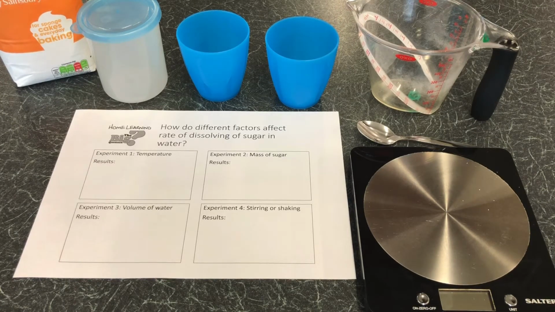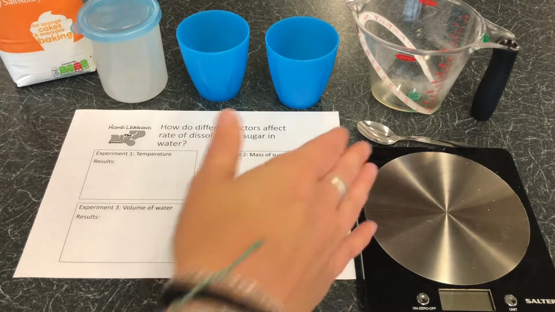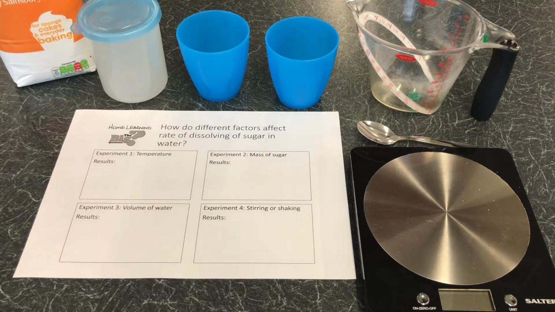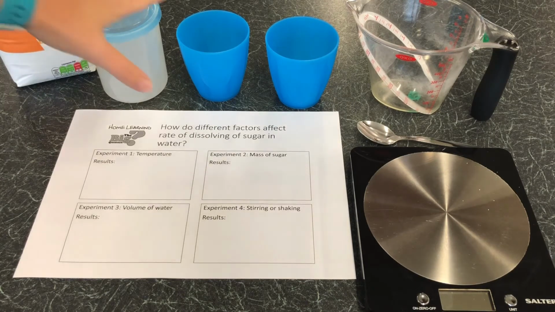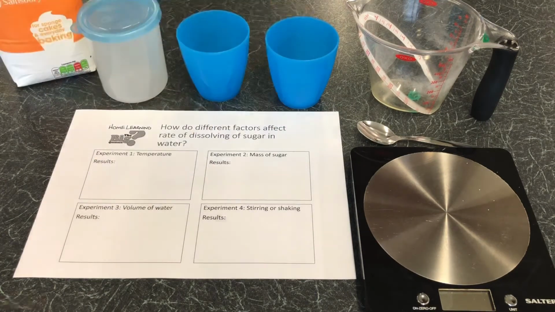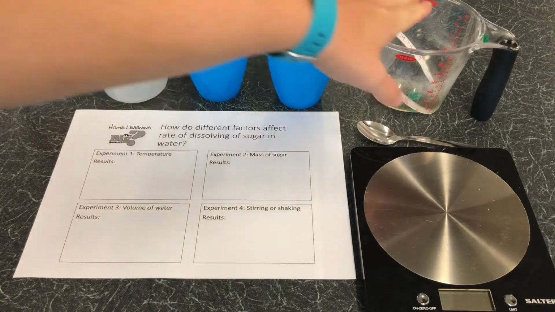The second experiment is looking at how the mass of sugar affects dissolving. So again, you could use the scales or you could use different numbers of teaspoons. You could put maybe 1 teaspoon in, 2 teaspoons in, add the water and then compare the rate of dissolving. Experiment 3 is looking at volume of water, so that's why I've got the measuring jug here.